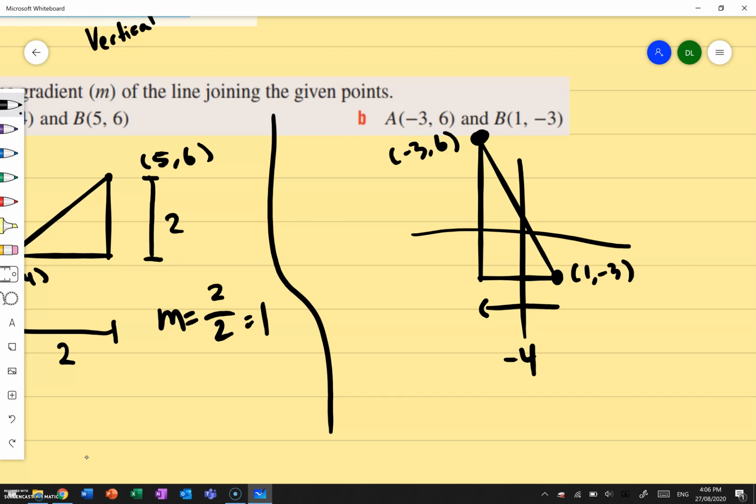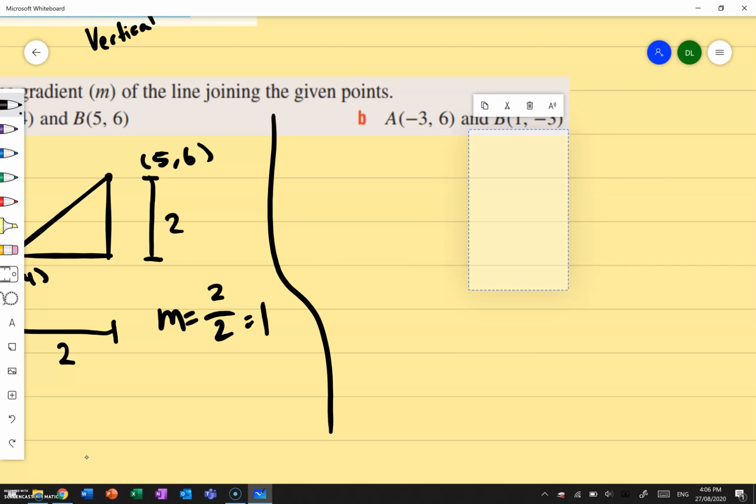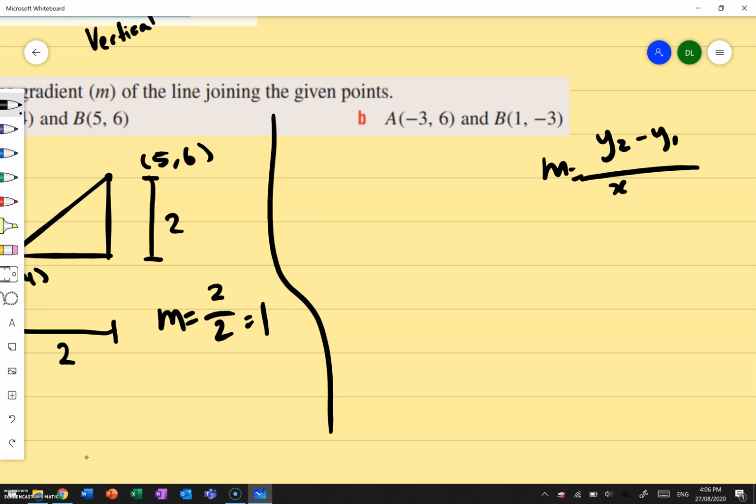Okay, so from there, I'm going to increase. So I'm going to rise. I'm going to go 3, and then there's 6 over here. 3 and 6 gives me 9, and my m is equal to 9 over negative 4. But that's if I'm going to draw it. There's a different way of doing it. Now, the formula for this, I'm going to rub this out. The formula for this is actually y2 minus y1 over x2 minus x1. So m equals y2 minus y1 over x2 minus x1.